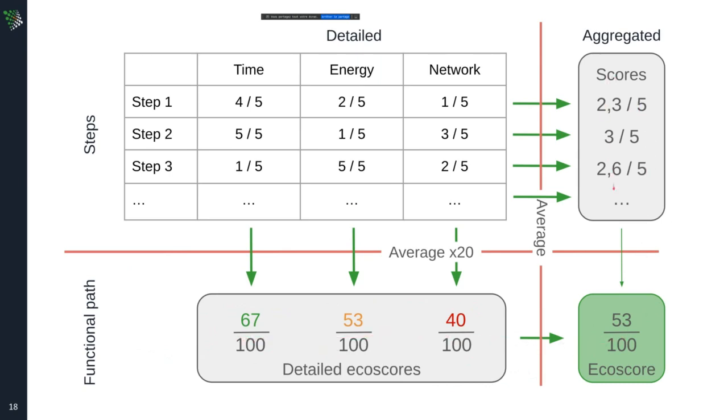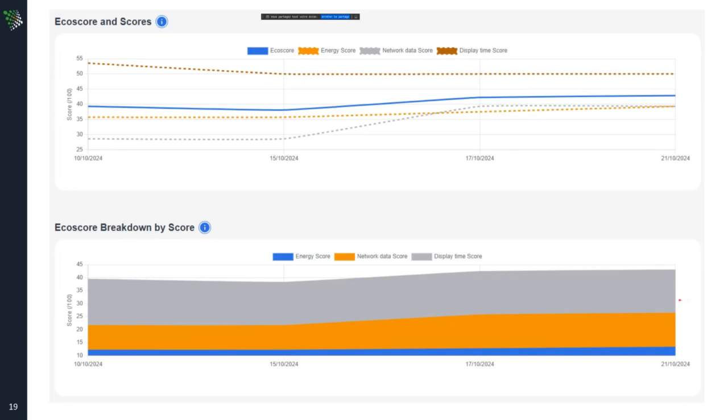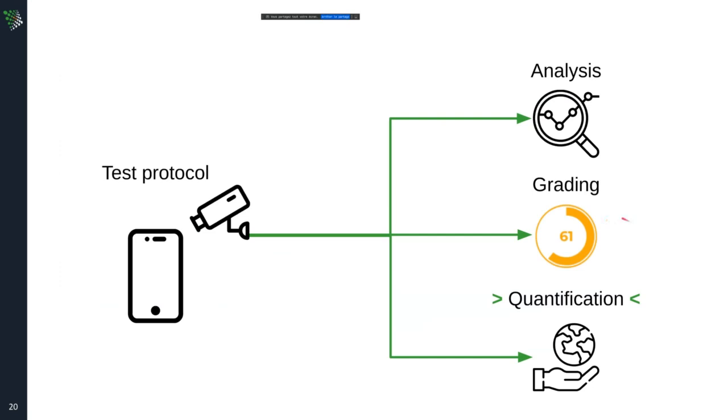Our goal with the echo score is to monitor the evolution of a given software over time. So we also provide some plotting regarding the evolution for each version. Here you can see that 4 versions of this app were tested over time, and we monitor how the echo score and how the intermediary scores evolve over time. So this allows us to provide a single grade to assess the quality of the application, but this is not an environmental impact. So we still need to quantify this impact.